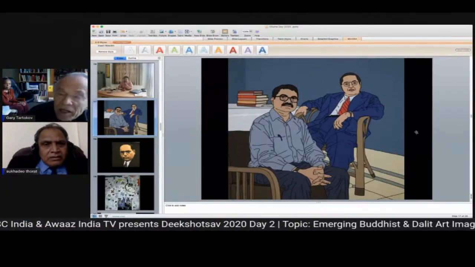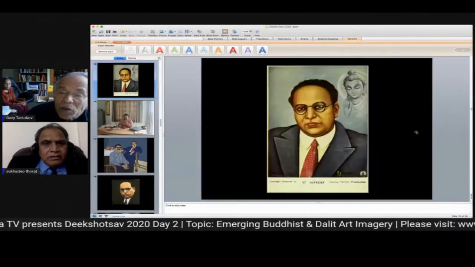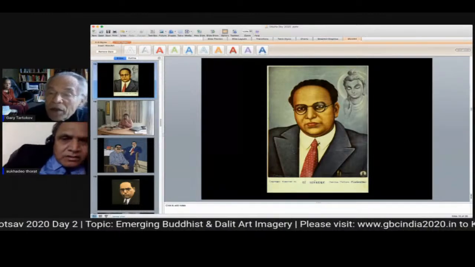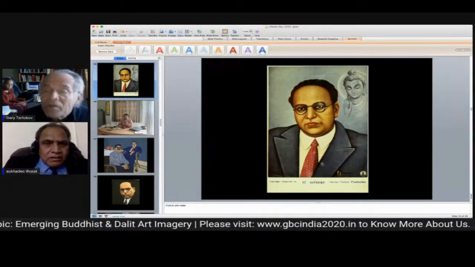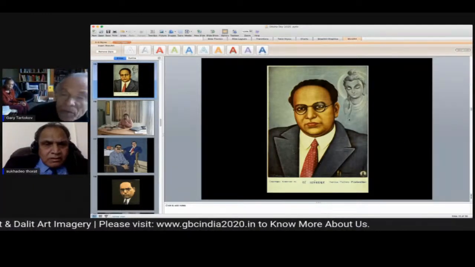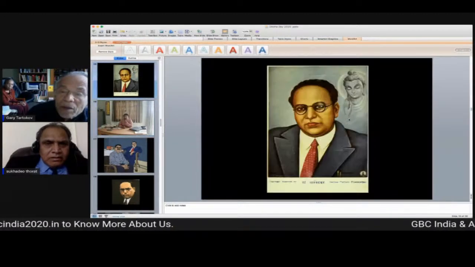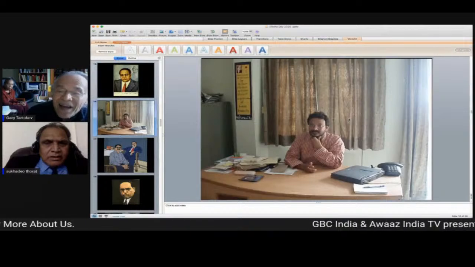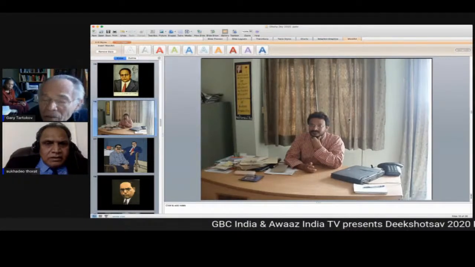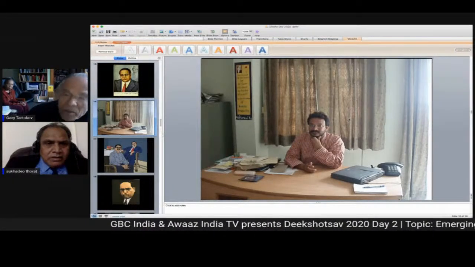Let me go back a second and think about the tradition. Of course, this is Ambedkar with the Buddha behind him. This is the Bodhisattva Ambedkar with the Buddha, right, in his thought. And here is Bezwada Wilson with Ambedkar behind him.